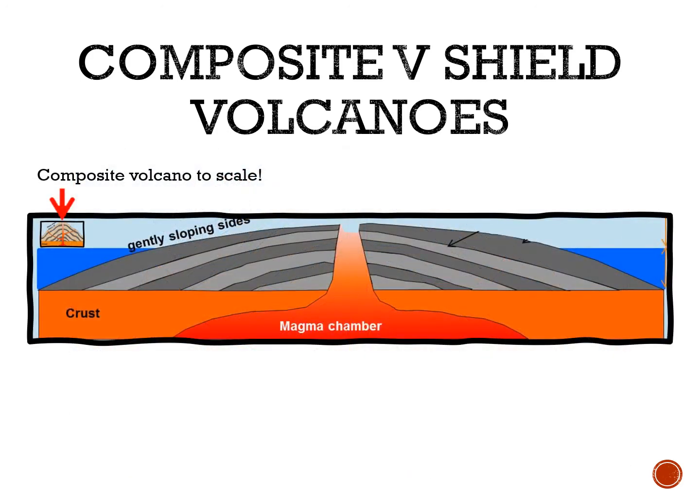Here we have our shield volcano with the composite volcano to scale. It is just made up of layers of lava because the eruptions are not explosive. The slopes are far more gentle and they are extremely large. Compared to composite volcanoes, to scale, we can see that the shield volcano is much, much bigger, much wider, much flatter, but much larger overall, made of lava and with constant gentle eruptions.